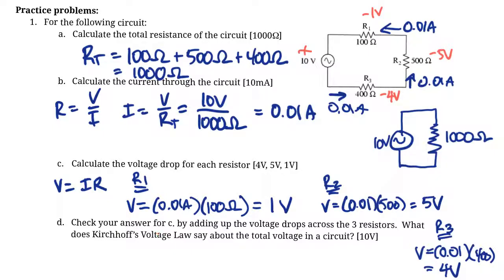And that's exactly what we're doing here in question D. It says check your answer for C by adding up the voltage across the 3 resistors. What does the voltage law say? Well, it says basically that the total voltage in the circuit has to be 0, or the total number of losses due to resistors have to be equal to the total number of gains. So we can usually just show that math as the total voltage is equal to 10 volts, which is positive because it's from the source, minus 4 volts, minus 5 volts, minus 1 volt, which is 0, which is what we want to see, right? And 10 volts there is just the total voltage gain of the circuit.